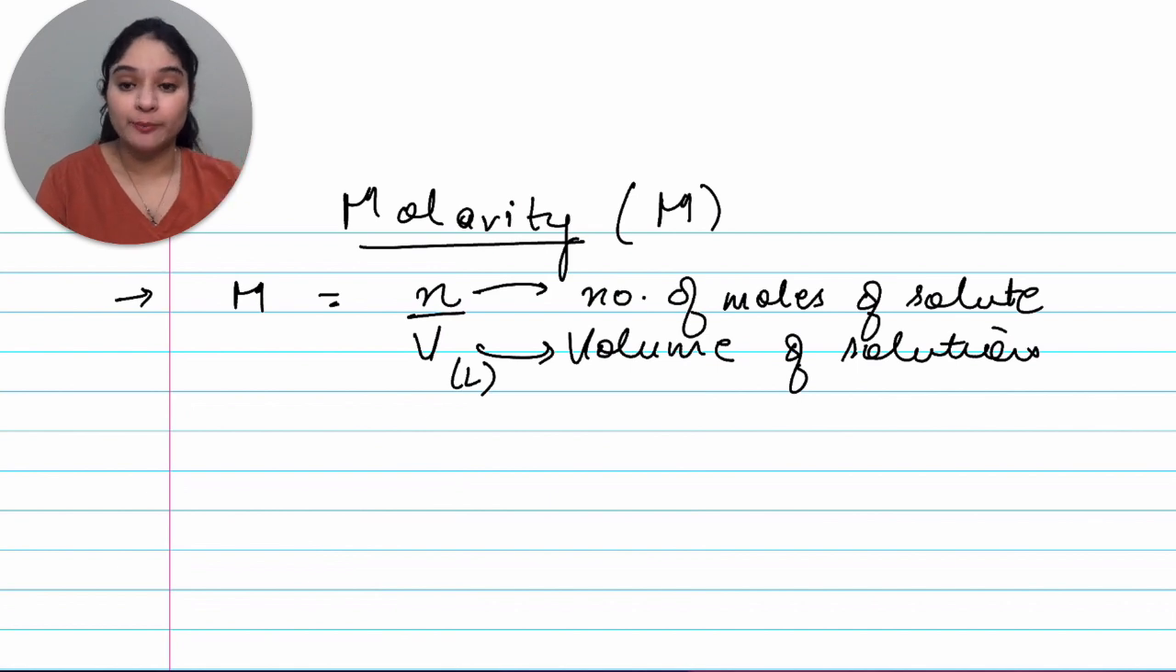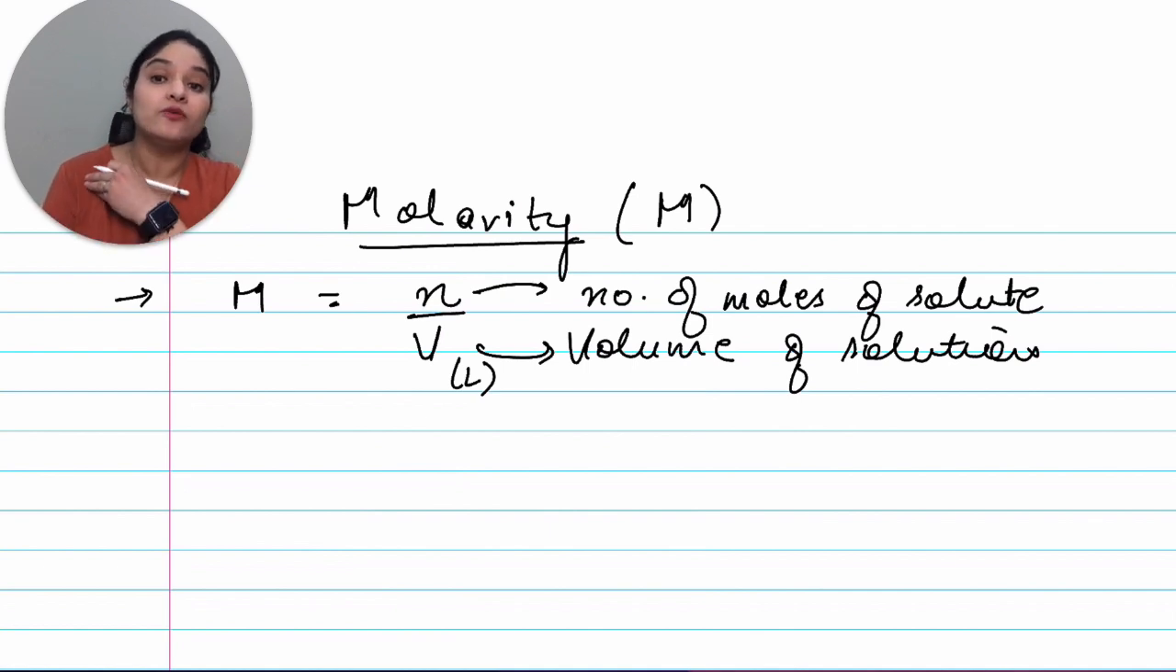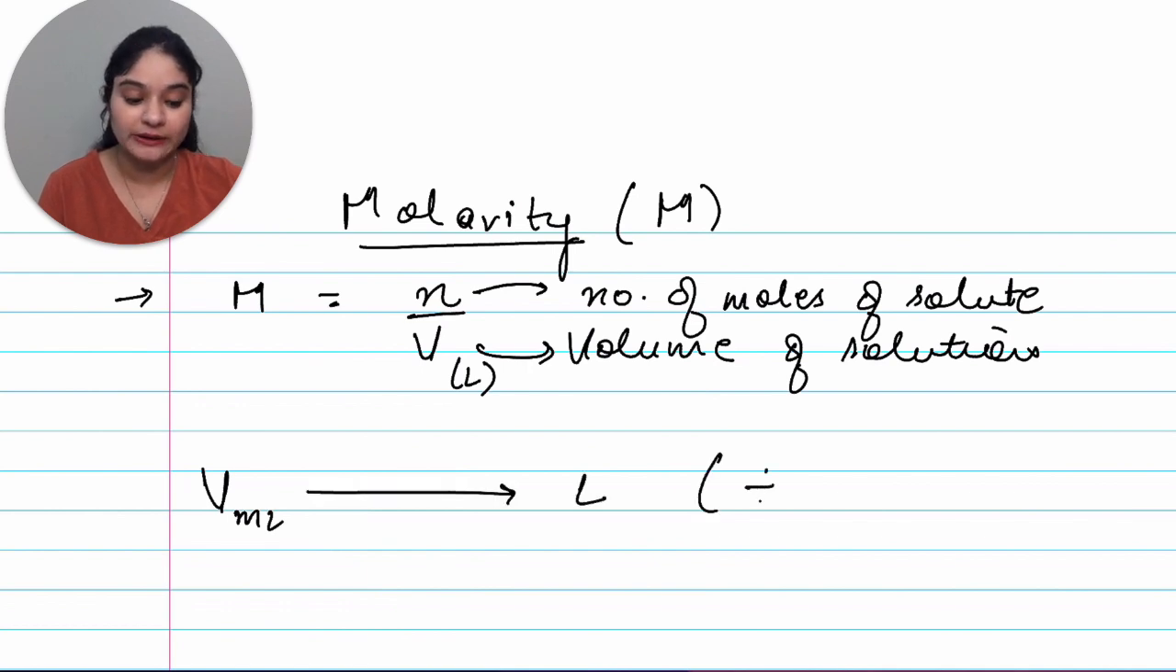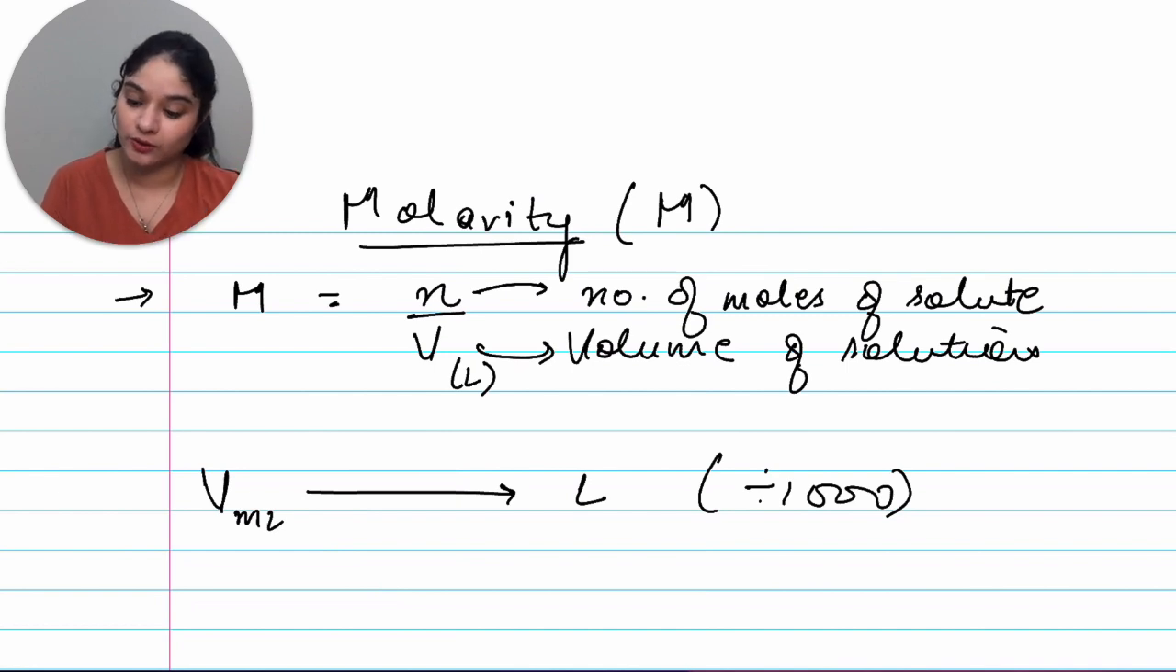And why is it important and why am I specifically mentioning liters? Because in whatever we discussed before molarity, we were always taking volume as milliliters. But for the formula of molarity, you have volume in liters. So if your question gives you a volume in milliliters, you convert that into liters by dividing it by 1000, and then you utilize that in this particular formula. So this is what the formula we discussed was.